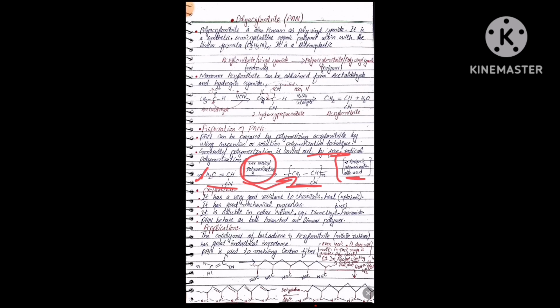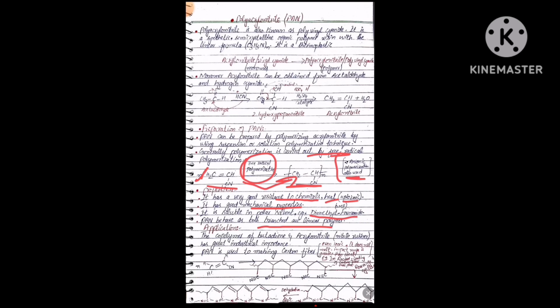Now we will move towards its properties. First property is it has a very good resistance to chemicals and heat, up to 200 degrees Celsius. It has good mechanical properties. It is soluble in polar solvents, for example, dimethyl formamide, DMF. Polyacrylonitrile behaves as both a branched and linear polymer.